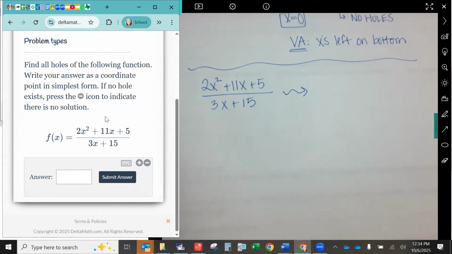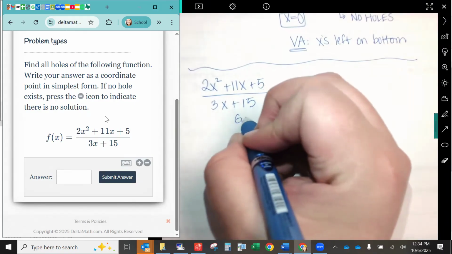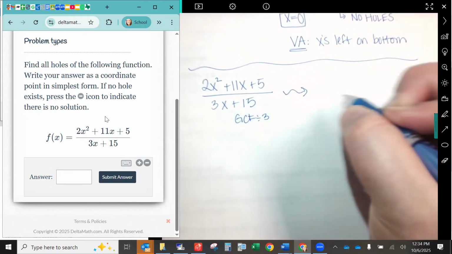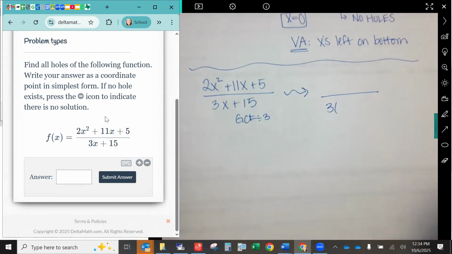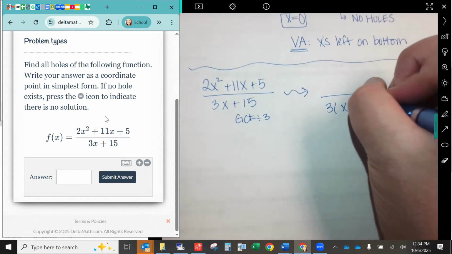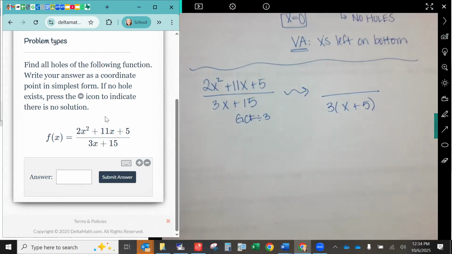Okay, let's do the bottom first just because it looks easier. What could I do on the bottom? AC chart, perfect squares, or GCF? GCF. What can I divide out of both? Divide by 3. So 3 comes to the front. My 3x is just an x. My 15 is now a 5. So 3 on the outside, x plus 5 left over.